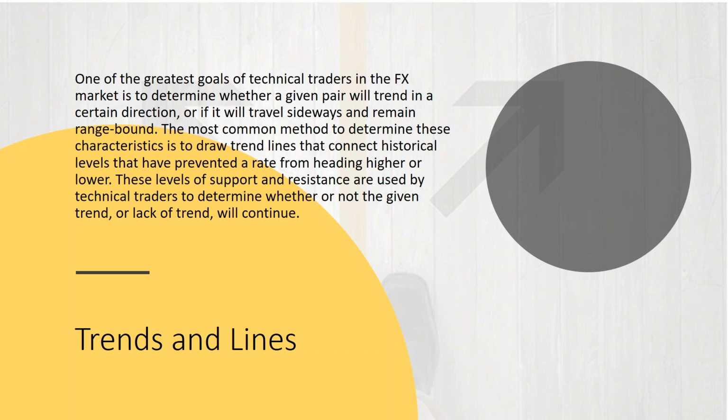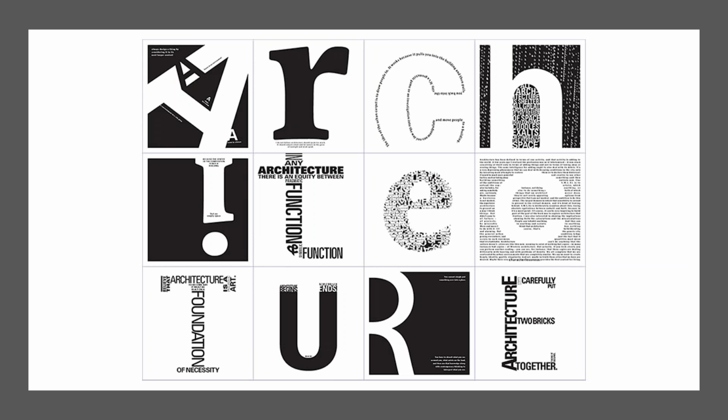Now, the most common method to determine these characteristics is to draw trend lines that connect historical levels and that prevent a rate from heading higher or lower. These levels of support and resistance are used by technical traders to determine whether or not the given trend or lack of trend will continue.